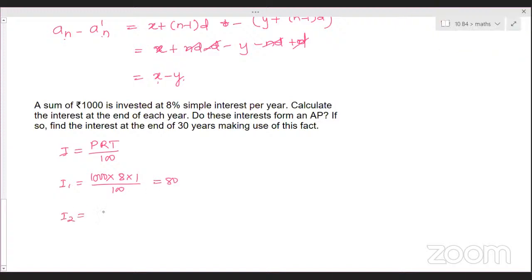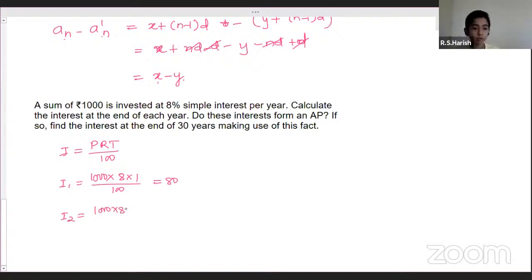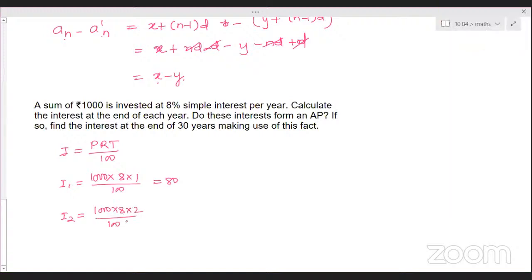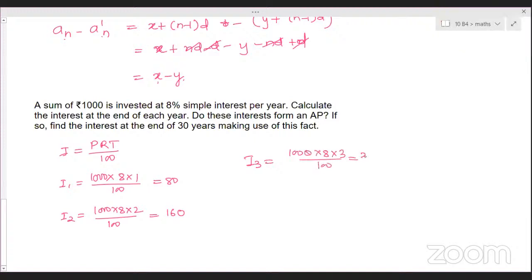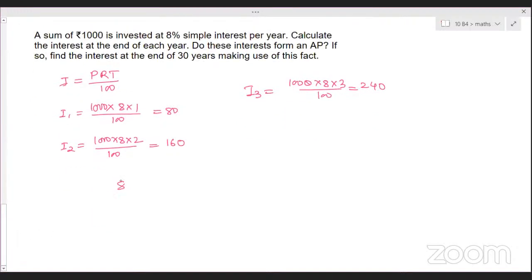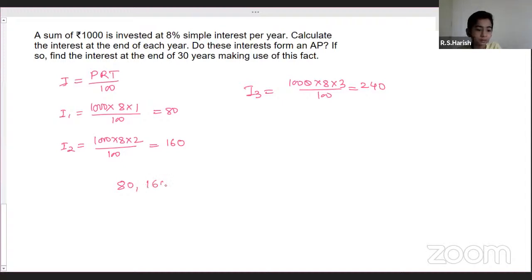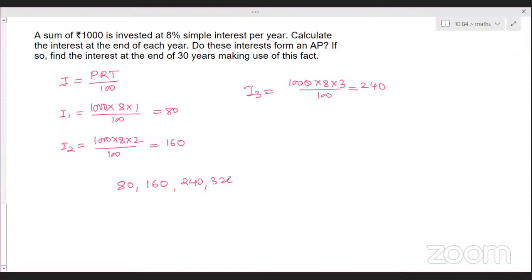For 2 years, 1000 into 8 into 2 by 100, 160. I3, 1000 into 8 into 3 by 100, that is 240. Hence it is in AP. First year interest is 80, 2 years interest is 160, 3-year interest is 240, 320, and so on.